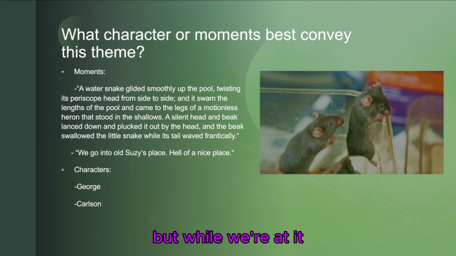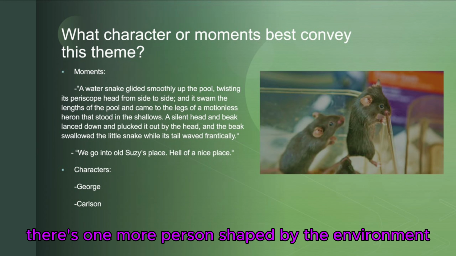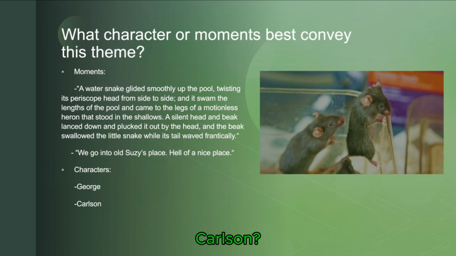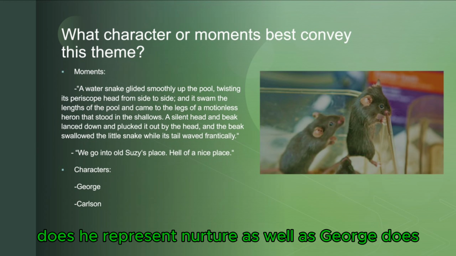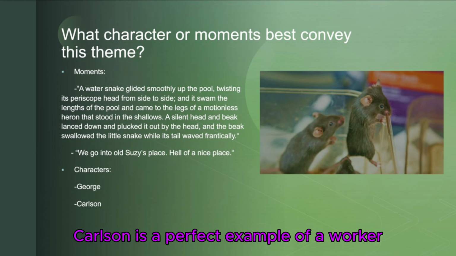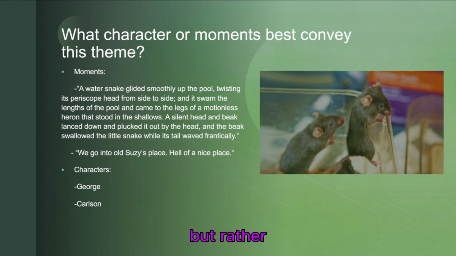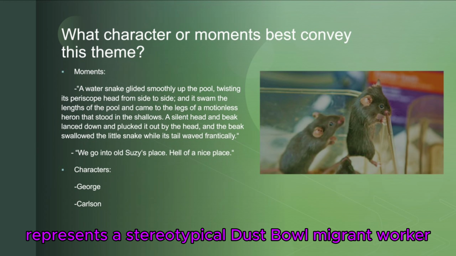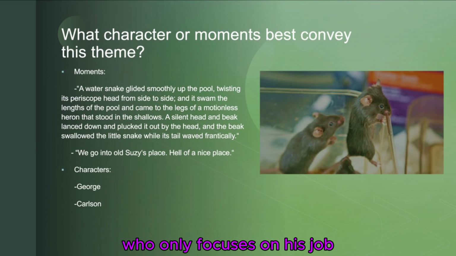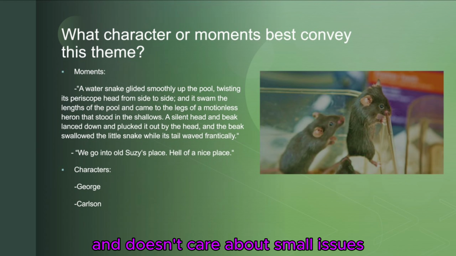Most of them, yes. But while we're at it, there's one more person shaped by the environment. Guess who? Carlson, does he represent nurture as well as George does? Well, Carlson is a perfect example of a worker shaped by nurture. He doesn't really act on his instincts, but rather represents the stereotypical Dust Bowl migrant worker who only focuses on his job and doesn't care about small issues.